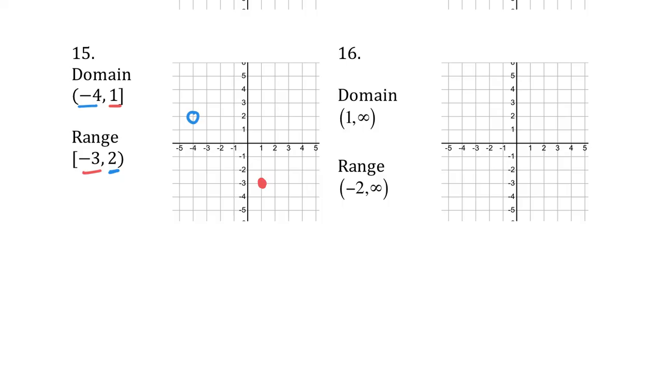It's a linear function, so I'm going to draw a line, and then I'm going to double check that this is correct. Domain -4, open, 1 closed. Range -3, closed, 2 open. I'm good. Okay, last one.